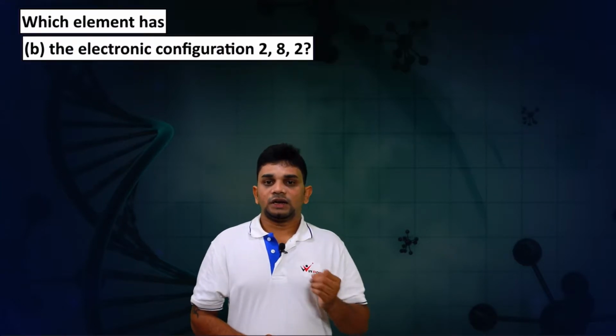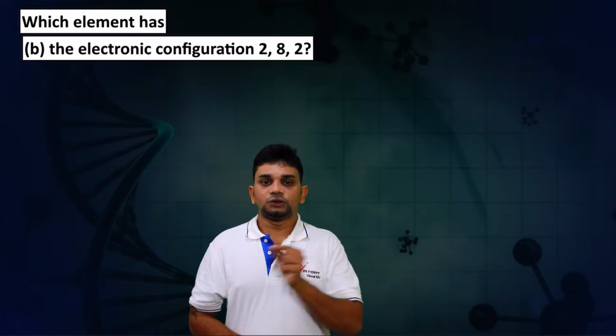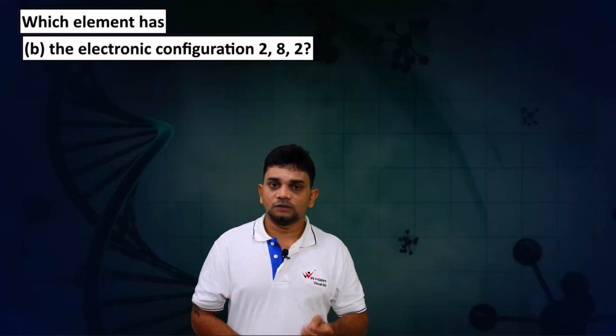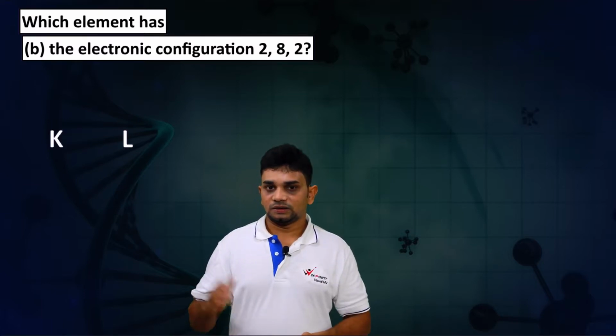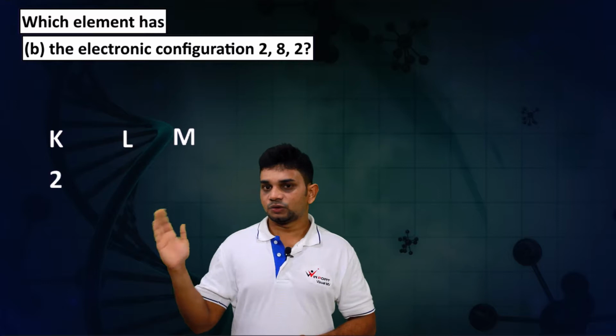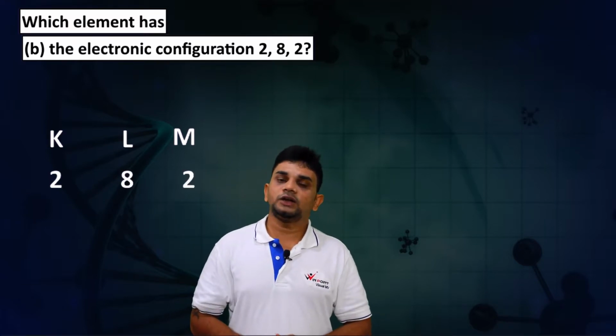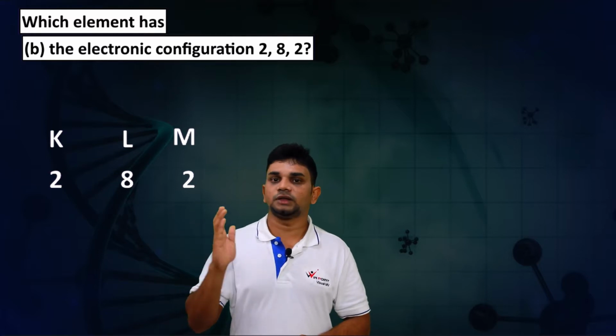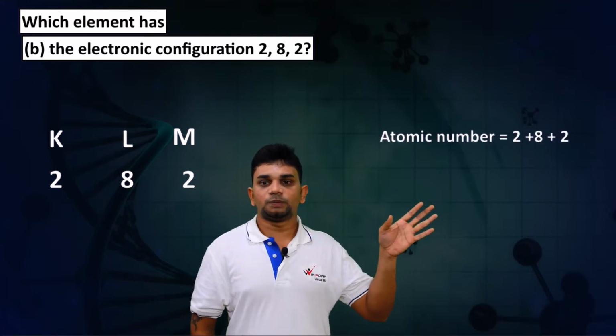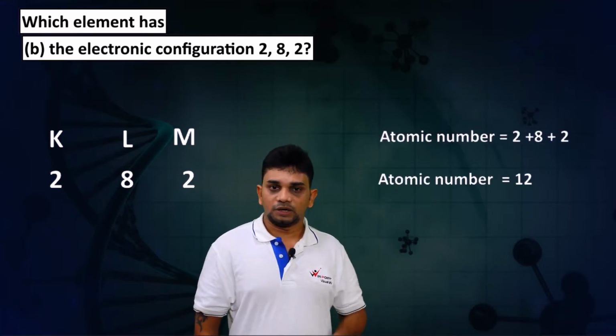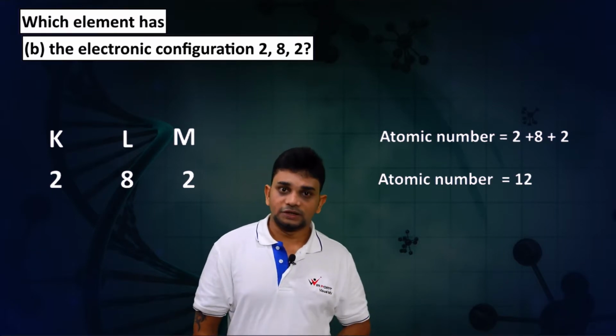Next one. The electronic configuration 2, 8, 2. If we know the electronic configuration, we can find the atomic number. The shells are K, L, M with 2, 8, 2. It will be 2 plus 8 plus 2, right? Atomic number 12. The element is magnesium.